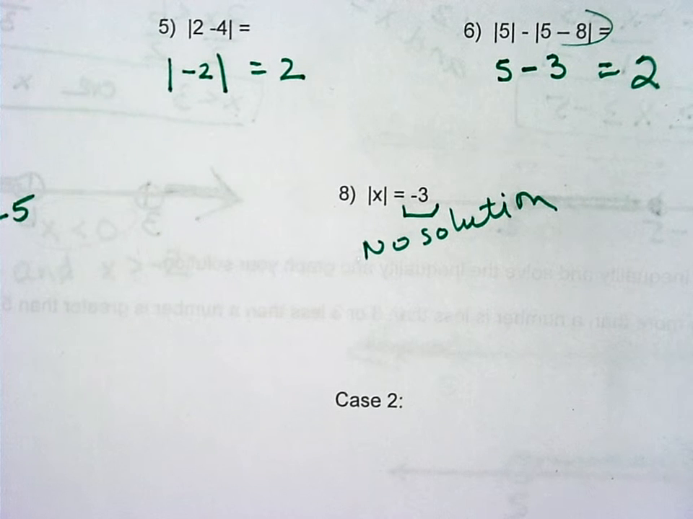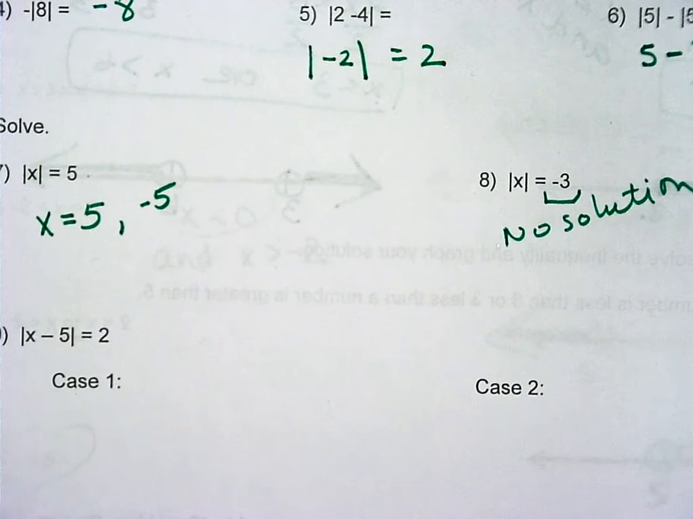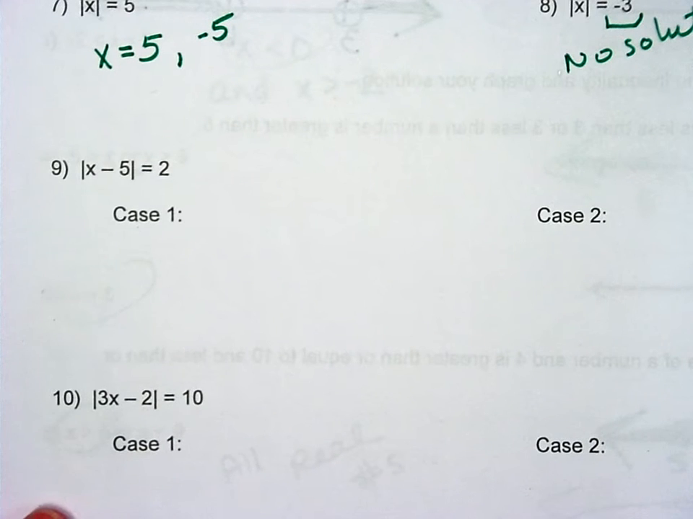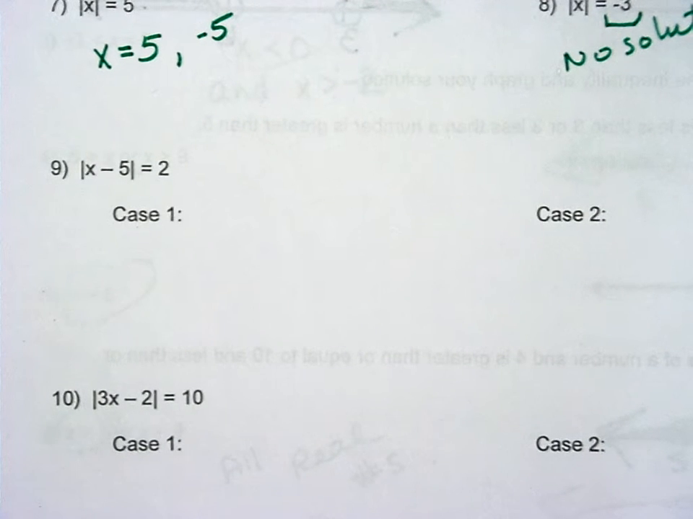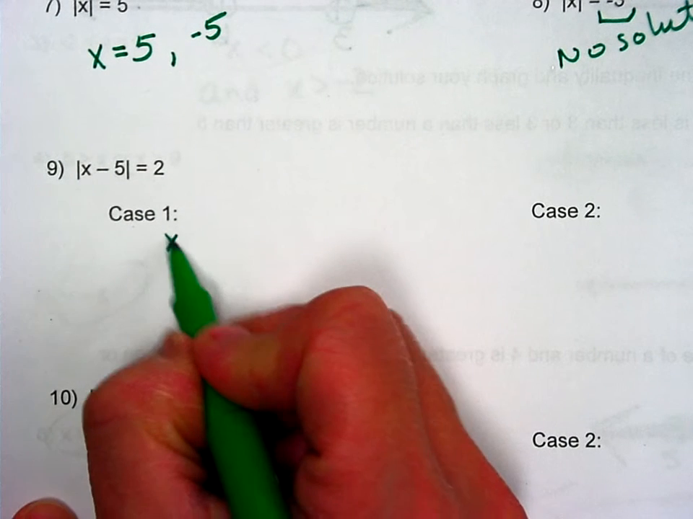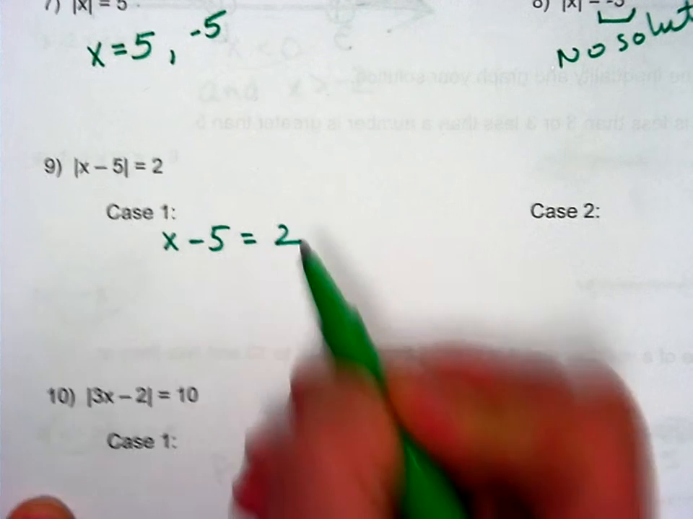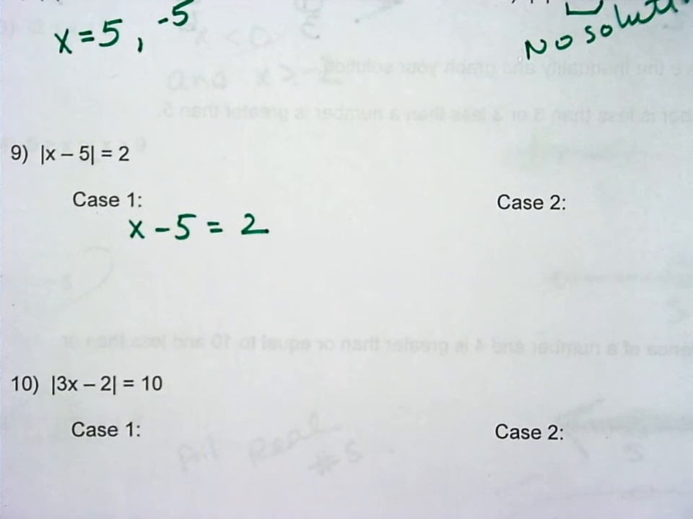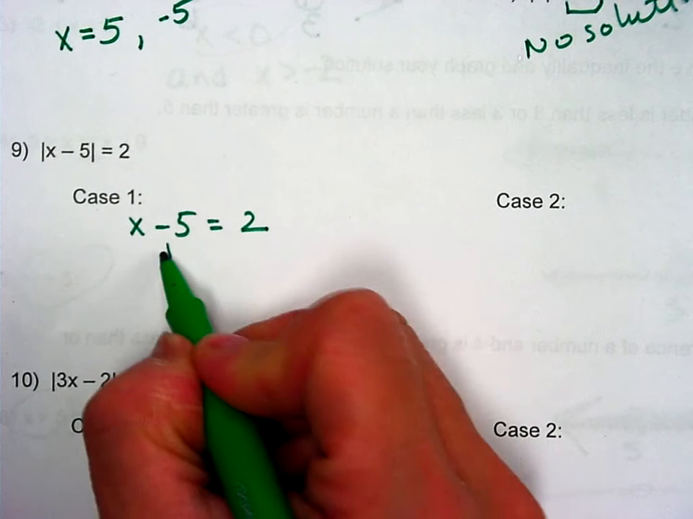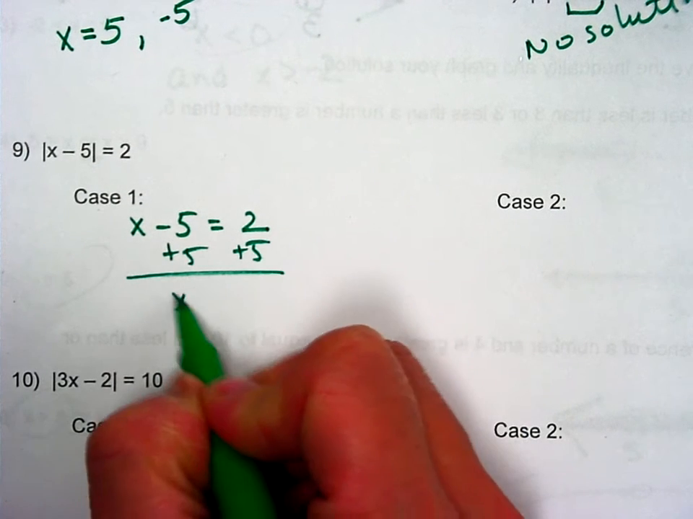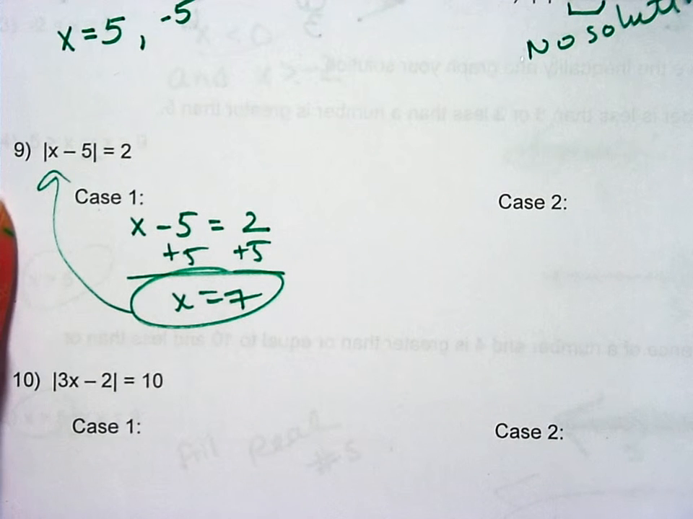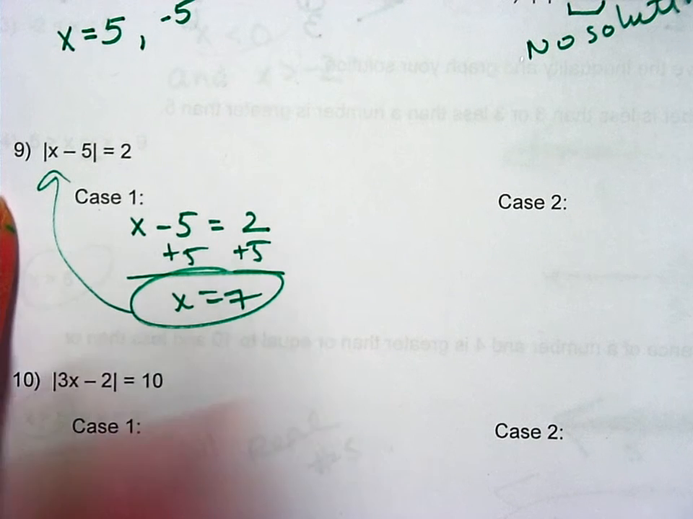So what do we do in cases when you can't tell easily what the solutions are? What we're going to do is set up two cases, because there are two answers that make this a true statement. One scenario is, what if the number inside the absolute value is positive? So x minus 5 is equal to 2. If I solve this, plus 5, x equals 7. And if you plug it back in, it should make sense. 7 minus 5 is 2. Absolute value of 2 is 2.